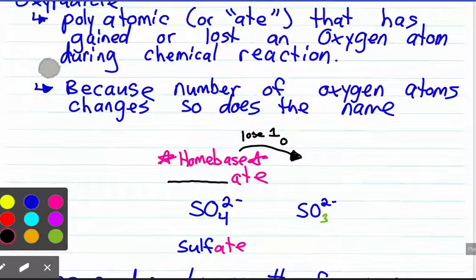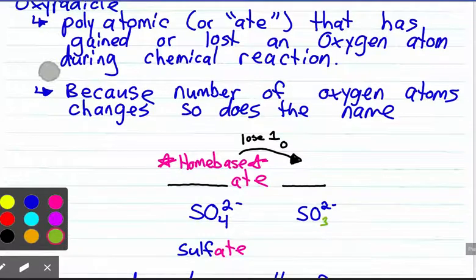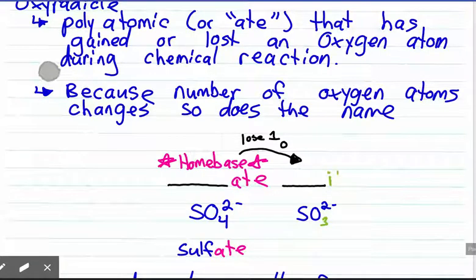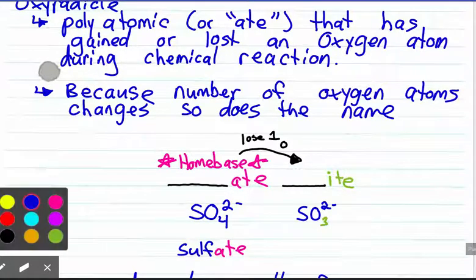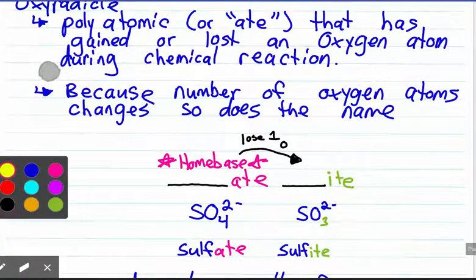But because we have a different ion involved, we have to give it a different name. So instead of being an -ate, this SO3 with 2 negative charge becomes an -ite. This ion is called sulfite, and it gets the -ite because it has lost one oxygen.